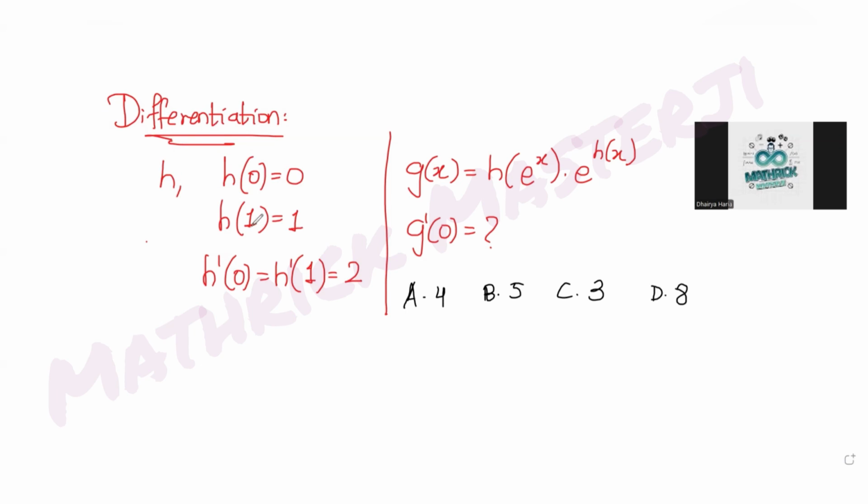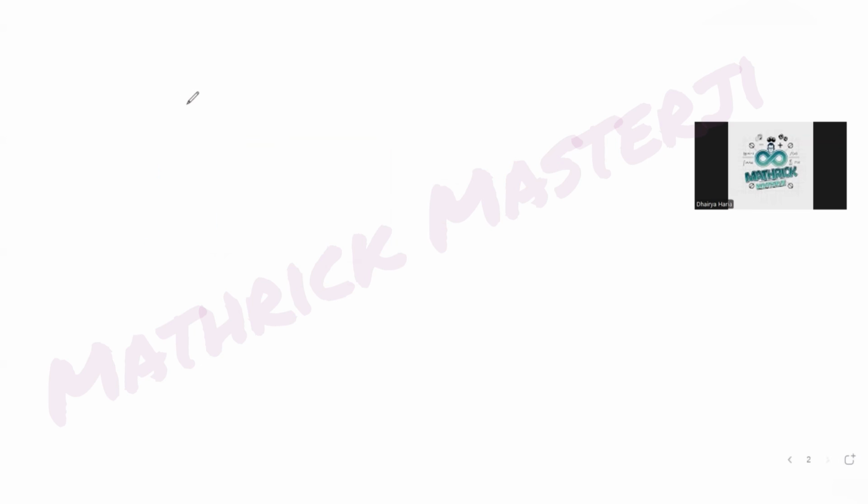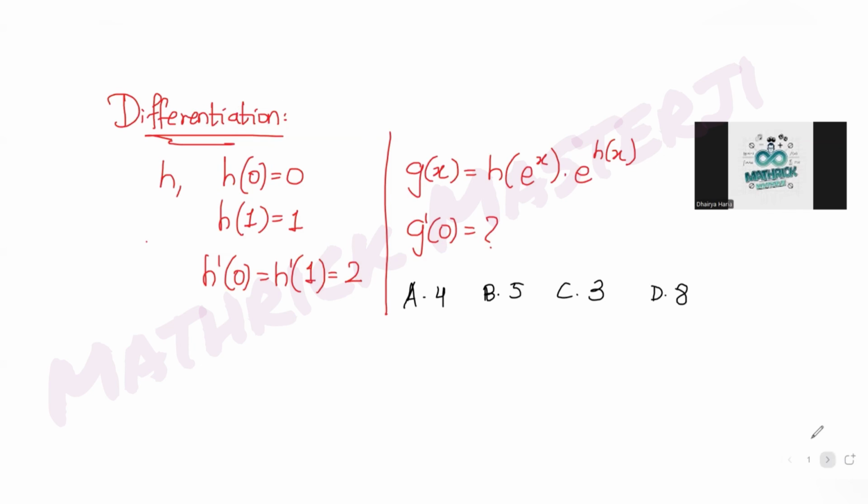Let's see how to solve this question further. It says g of x is h of e raised to x into e raised to h of x. So basically, I have two functions of x given here. One is the h of e raised to x function and the other is the e raised to h of x function. So it is in the form of u into v. Once I have u into v, we know the derivative becomes u into derivative of v plus v into derivative of u.